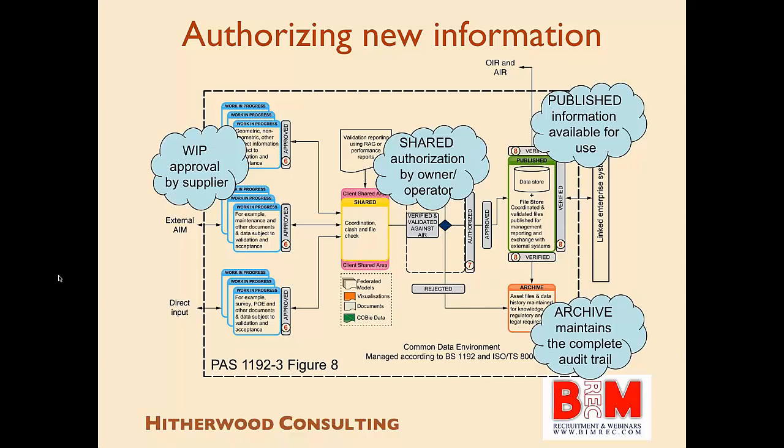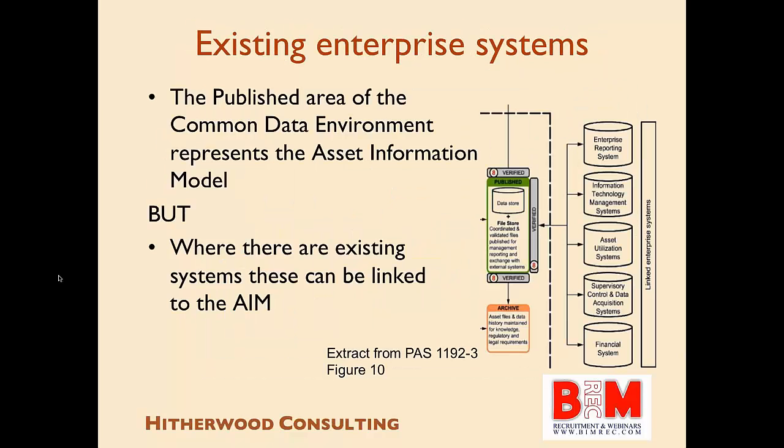And what I want to go on to say now as my fourth topic is to look at that right-hand part of the diagram, partially obscured by my blue clouds now, where we talk about linked enterprise systems. So let's have a little look at what those are all about. Just backtrack a minute or two. The published part of the common data environment is the information that has been through the validation and verification process, and it is information that is suitable for use in running and operating the asset. So that actually is the asset information model from a common data environment point of view.